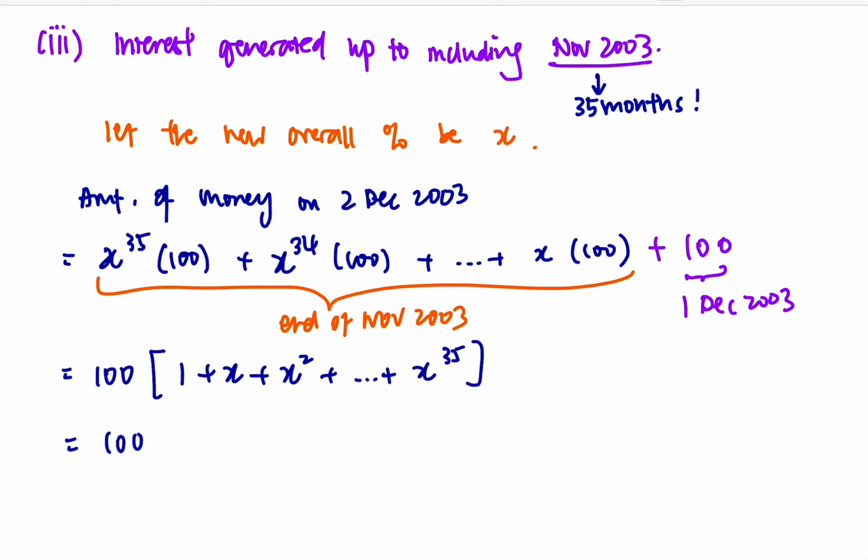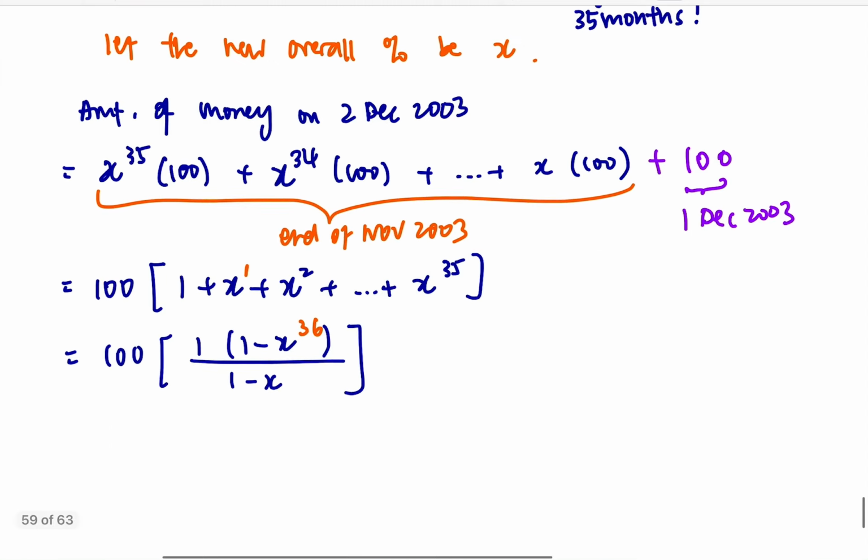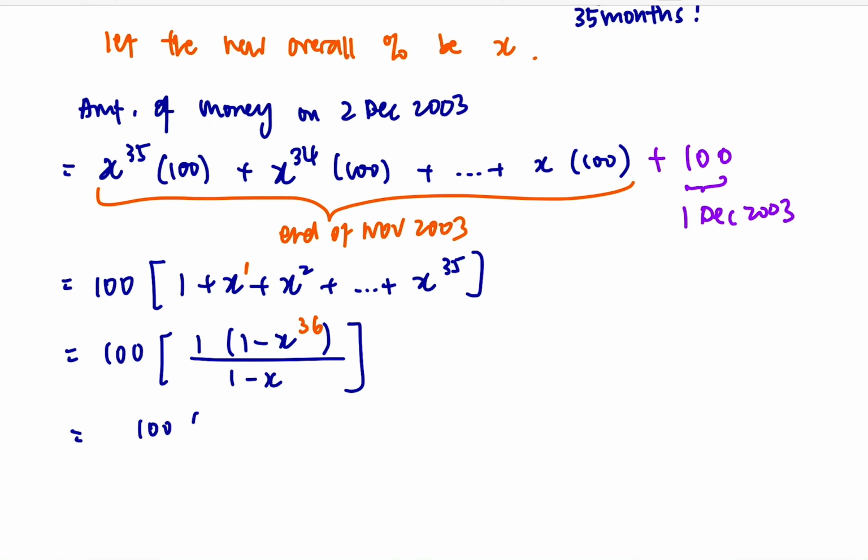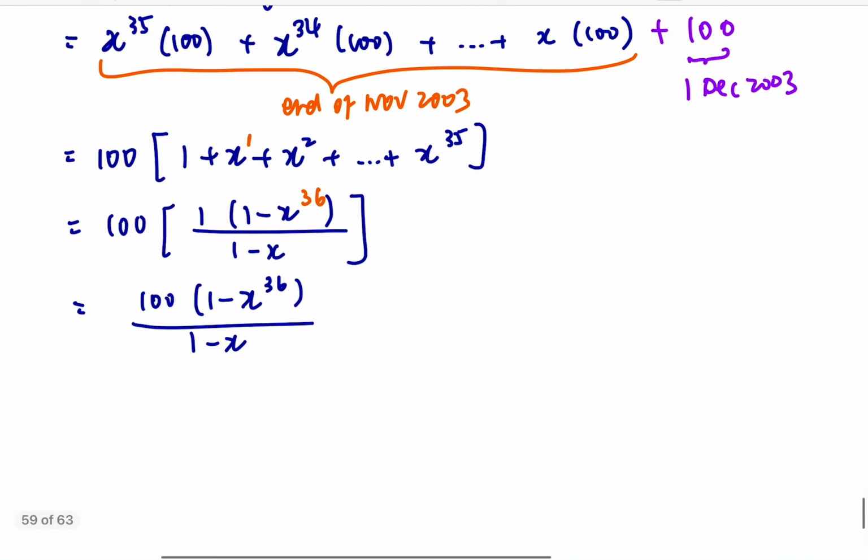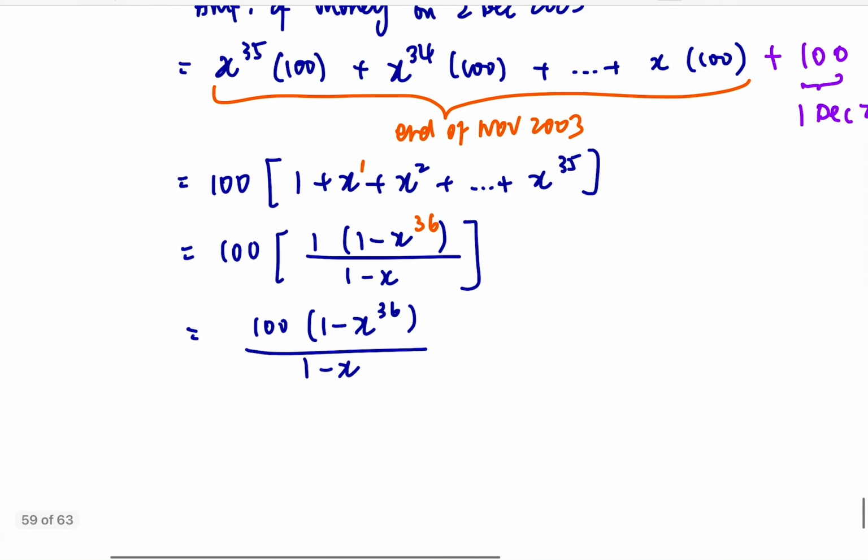And if you can see, this is still a GP, but the first term is 1. And now it's not a total of 35 terms because here it's considered one term as well, right? So there are 36 terms. Take note where you write the power, okay? And the question was this amount of money. They want to find when the account reaches 5,000, right? So I'm just going to equate this to 5,000.